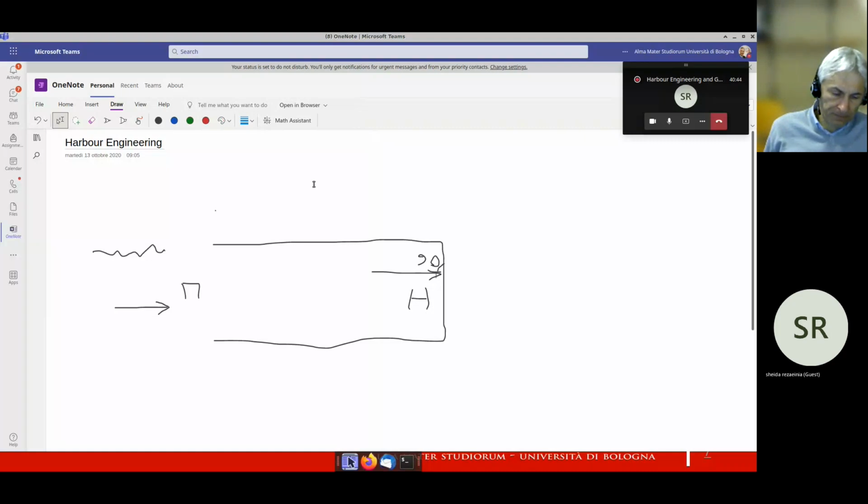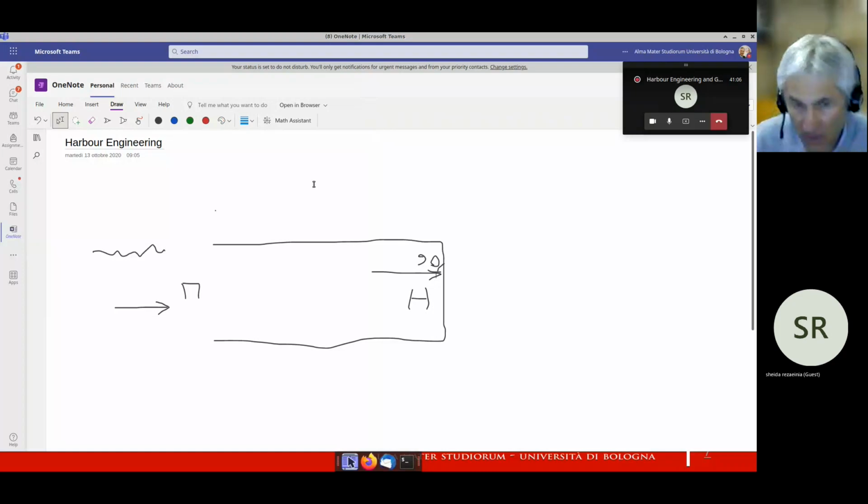What is the result of the fact that the mouth is open? The result is that there is no reflection of waves. When the waves are reflected, they come back and they are not reflected by the ocean.